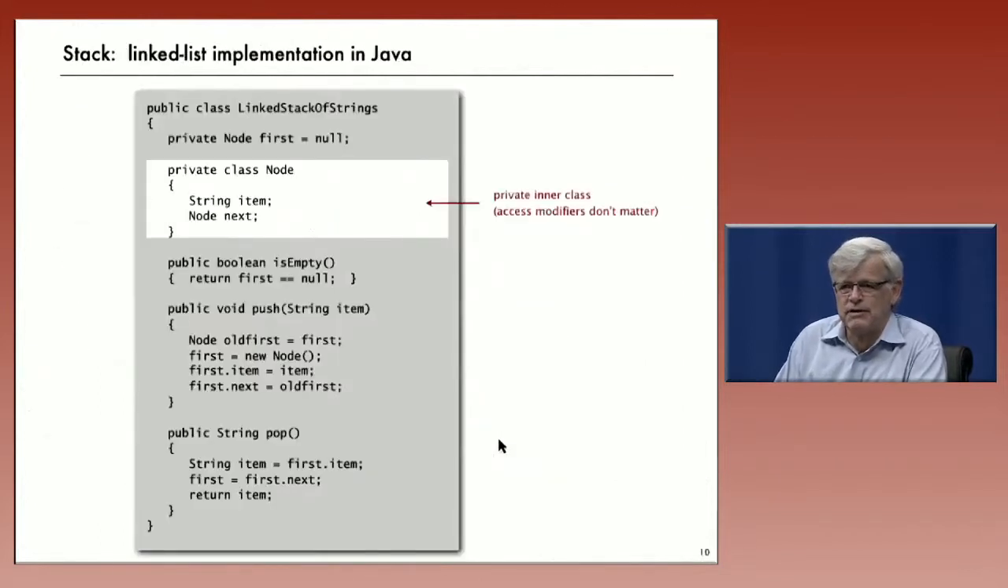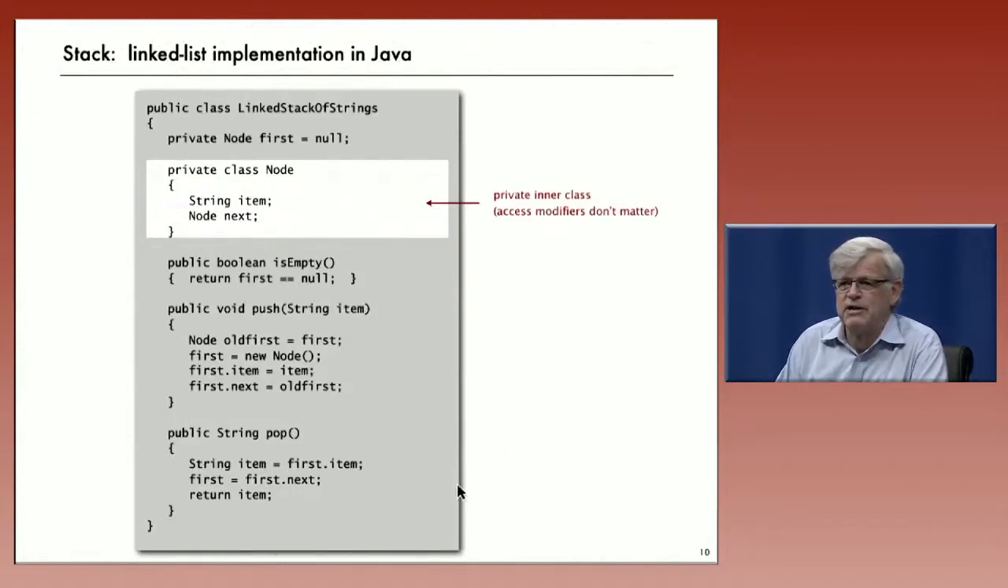So this is a complete linked list implementation of all the code to implement a linked list for a stack of strings in Java. It's a class. The constructor doesn't have to do anything. There's no constructor. We have this inner class that we use to build the items in the linked lists, and we make it an inner class so we can directly refer to those instance variables. And then the only instance variable of a stack is a reference to the first node on the list, and it starts out being null.